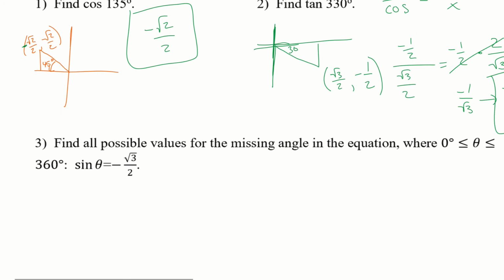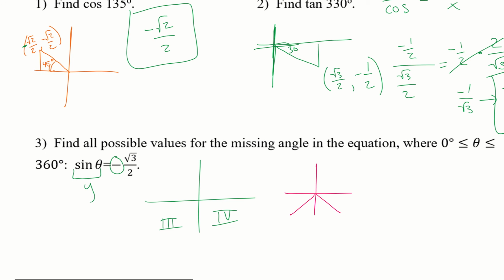So there's a couple things I want to look at, which is sine. I know that's going to be my y values. And then I have a negative symbol, so if we think about our quadrants, when y is negative, that's going to be down in these quadrants. So this is quadrant 3, and this is quadrant 4. So I know it's going to be somewhere down there. I also noticed that it's root 3 over 2, so I know it's definitely not going to be at the 45 degrees. So let's go ahead and draw our circle. So I know it's going to be down here somewhere.